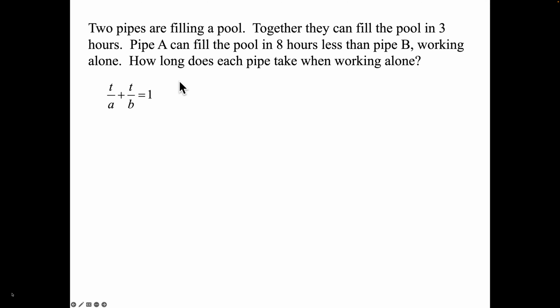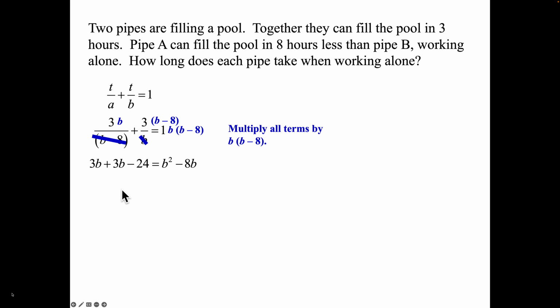All right, so let's see. It said pipe A can fill the pool in 8 hours less than B. So we don't know anything about B. Keep B the same. A becomes b minus 8. T is the total time, which is 3, so we put those in the numerator. Just like the previous problem, we have to multiply these two denominators together, b times b minus 8. When I multiply this to here, b minus 8 cancels out, b is going to be multiplied to my 3. Here the b cancels out, b minus 8 times my 3, and 1 times b minus 8.